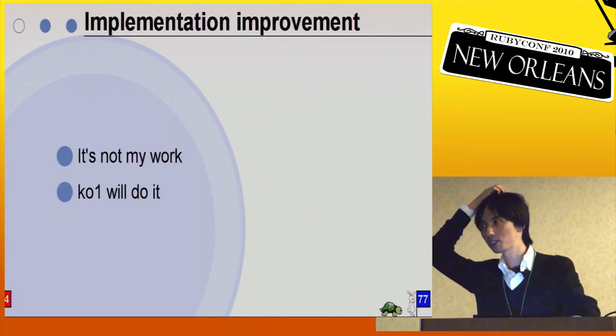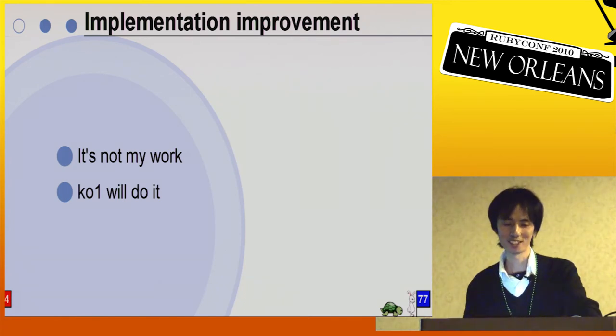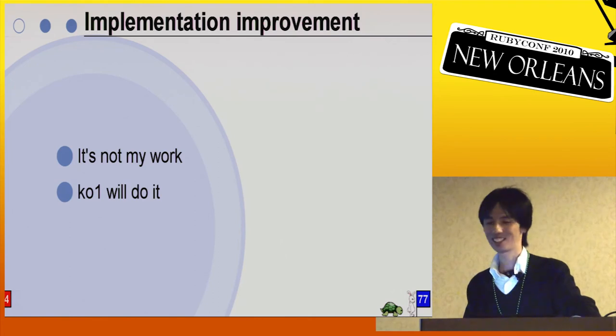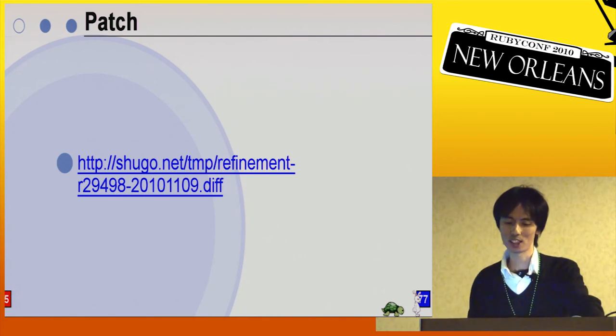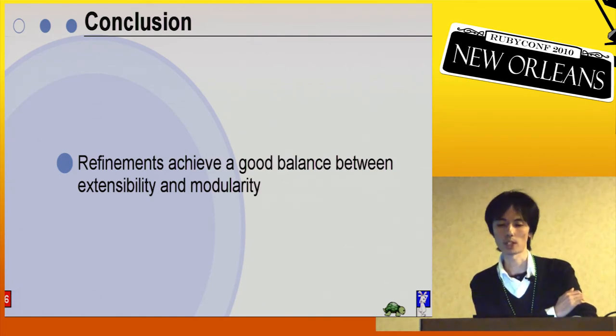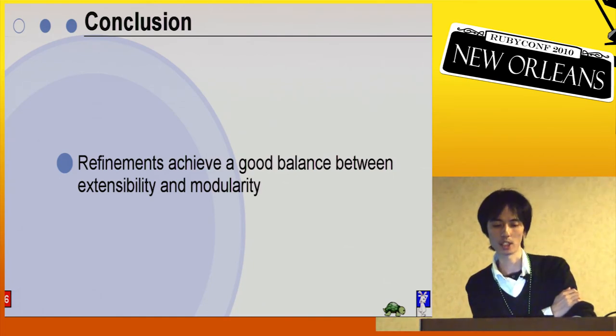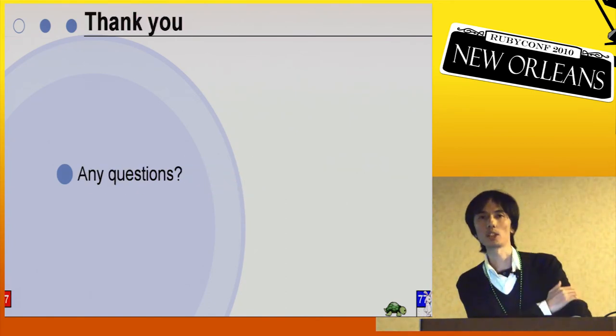Finally, the information may need more improvement, but it's not my work. I guess Koichi-san will do it. My patch is available here. Conclusion: refinements achieve a good balance between extensibility and modularity. That's all for my presentation. Thank you.